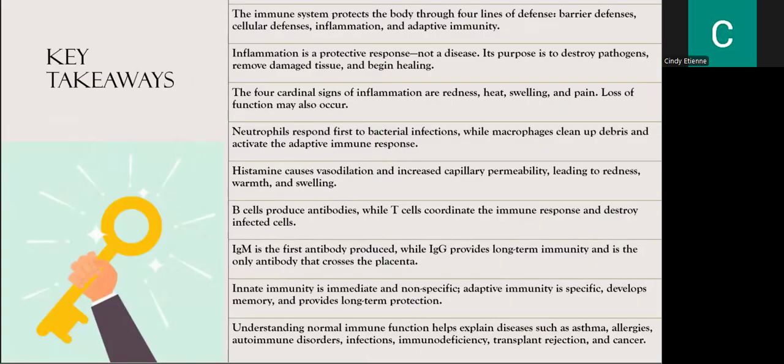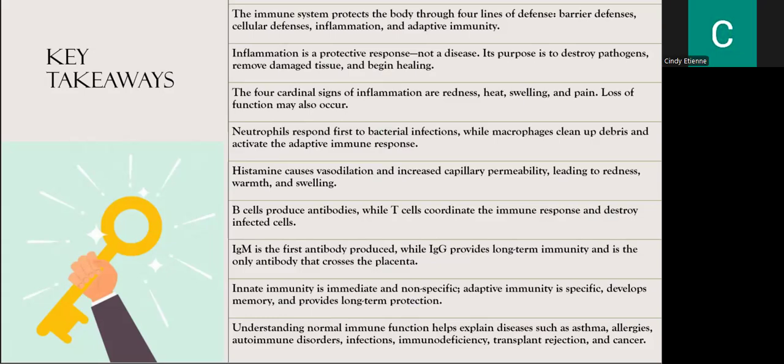So here is our final takeaway. The immune system is a coordinated team. Barrier defenses keep pathogens out. Inflammation responds immediately to injury. Innate immune cells attack quickly, and adaptive immunity creates targeted antibodies and memory cells that provide long-term protection. Understanding these sequences makes it much easier to understand disease.